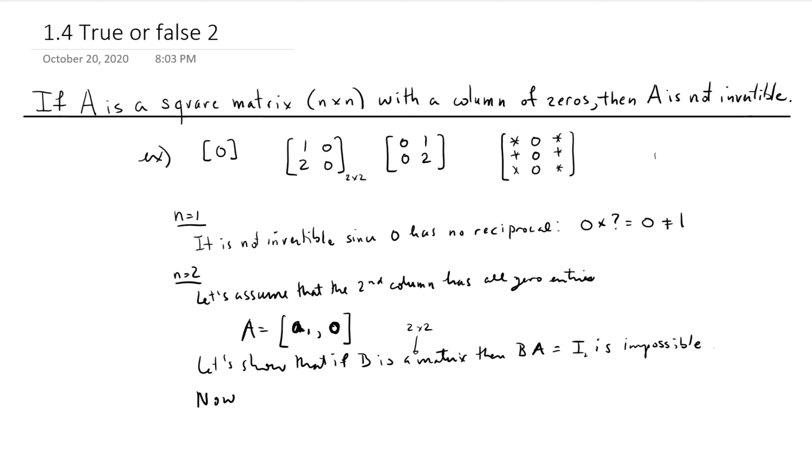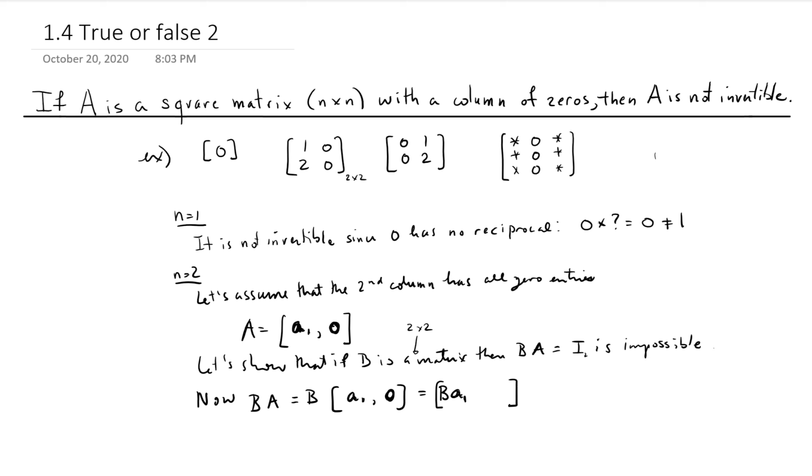Now, B times A, well, what is that? That's B times the matrix with A1 being the first column of A, and 0 being the column of zeros. I don't know if you remember, when we multiply a matrix by another matrix, we can actually decompose the product into the columns, so that to get the first column I need to multiply B by the entire first column of A.